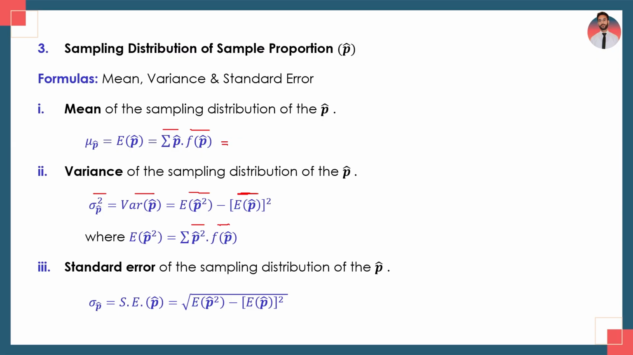In the third point, using formula standard error for the sampling distribution of p hat is denoted by sigma p hat. Standard error of p hat, you can also write standard error of p hat, and which is the square root of the variance. तो आपने square root expected value of p hat का square एंड माइनस एक्सपेक्टेड वैल्यू ऑफ पी हेड का होल स्क्वायर. तो स्टूडेंट्स आप लोग ये तीन फॉर्मूलाज को यूज कर सकते हैं फॉर मीन, वेरिएंस एंड स्टैंडर्ड एरर के लिए फॉर सैम्पलिंग डिस्ट्रीब्यूशन ऑफ सैंपल प्रोपोर्शंस पी हेड.